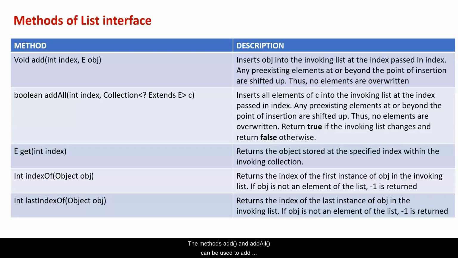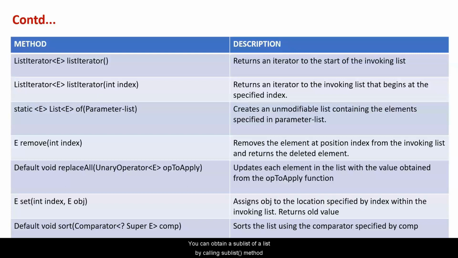The methods add and addAll can be used to add elements to the list at the specified index. To obtain the object stored at a specific position, call the get method with the index of the object. To assign a value to an element in the list, call the set method by specifying the index of the object to be changed. To find the index of an object, use the indexOf method or lastIndexOf method. You can obtain a sublist of a list by calling the subList method, specifying the beginning and ending indexes of the sublist. As you can imagine, the subList method makes list processing quite convenient.